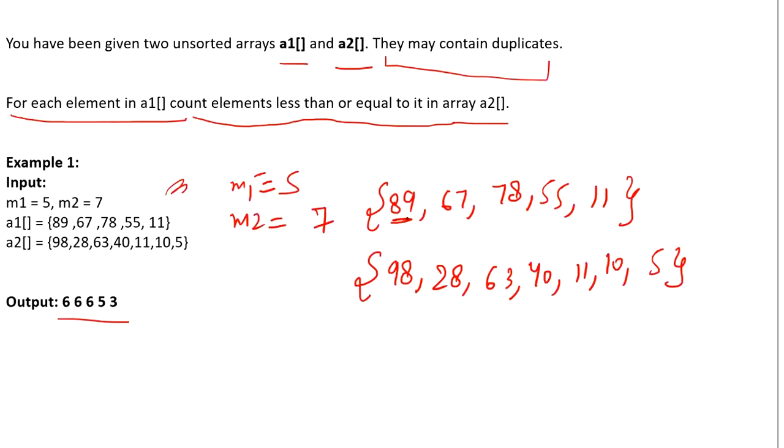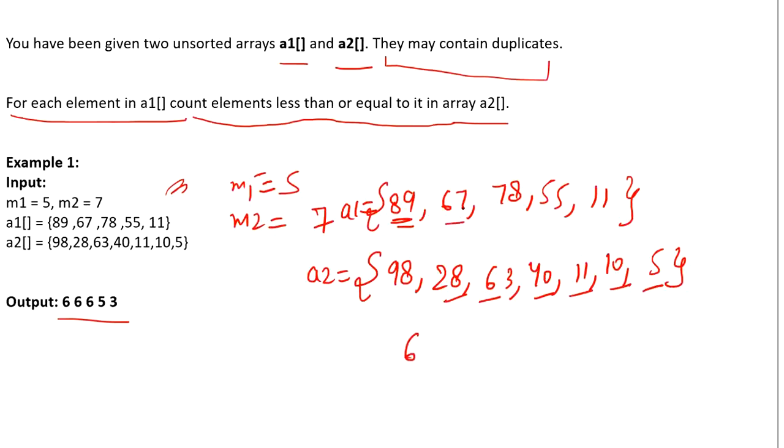So you have to count the elements present in array A2. This is A1, this is A2, right? So you have to determine the count of the elements present in A2 which are less than or equal to this particular element first. Okay, so how many elements are less than or equal to 89? 1, 2, 3, 4, 5, 6. Okay, so 6 will be printed.